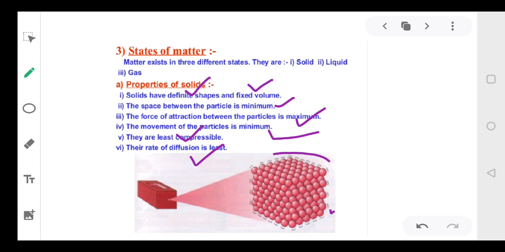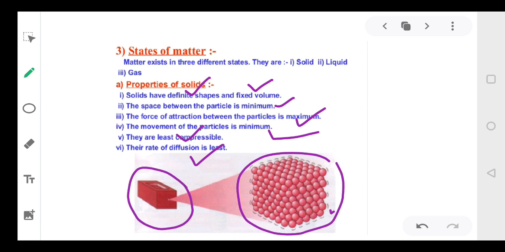So this diagram depicts all your properties. This is a brick that we are showing. The brick is a solid, and the particles, see, they are very tightly packed with each other. The space is very less. They cannot move. And this gives a fixed shape to the brick, right? So these six points are very important.